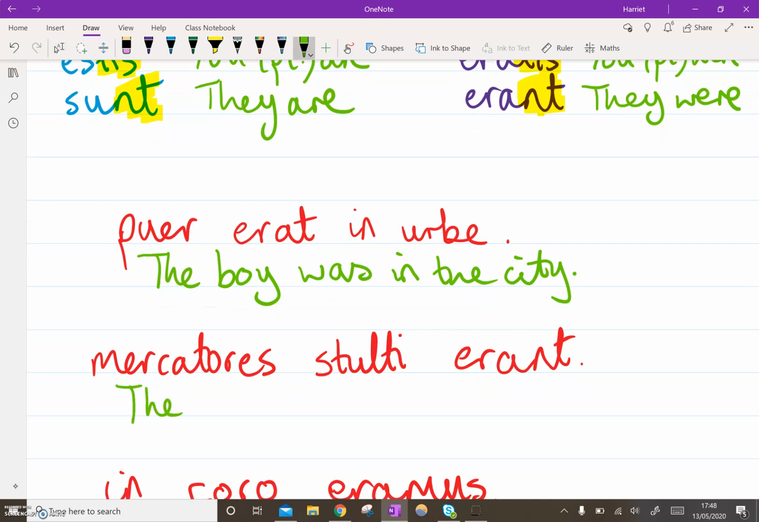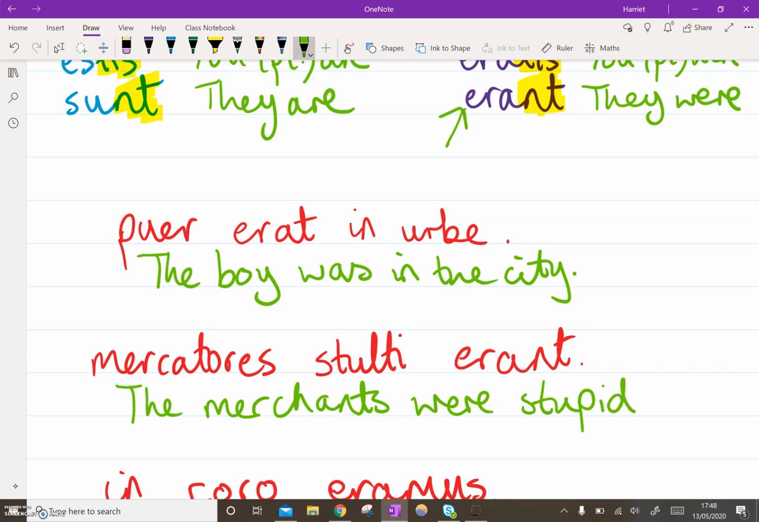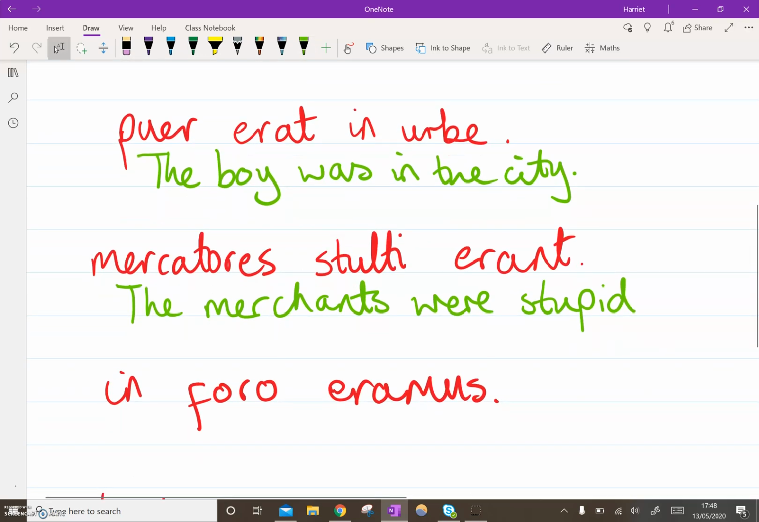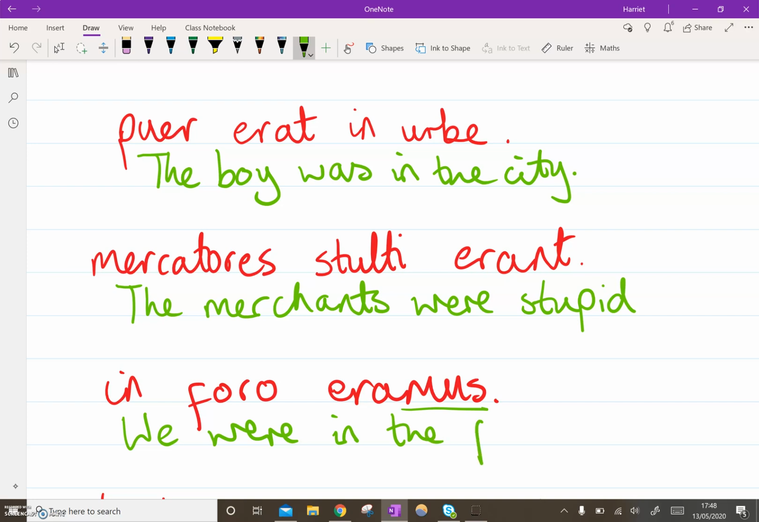So we've got the merchants, and that was this one here, were stupid. And again, we wrote down that erant means they were, but we're given the they. We're not going to say the merchants, they were stupid. We can just say the merchants were stupid. Next one, in foro eramus. So the mus tells us it's we. So this is we were in the forum.